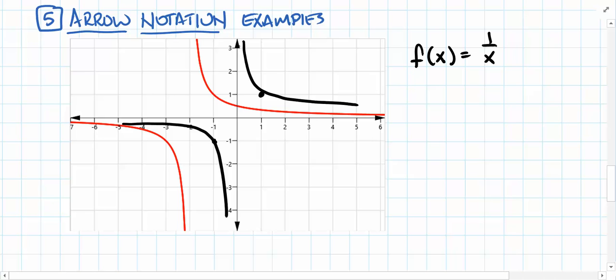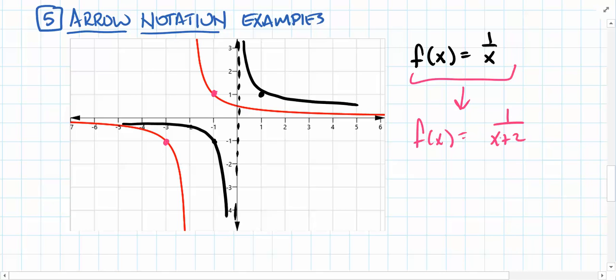So how do you think I went from the black graph to the red graph? What does it look like to you? It's like I moved it where? 2 units to the left. Check it out, there's that point and that point. I wonder how I could use this function and translate it. What would it be? f of x would be 1 over x plus 2. Very good. And notice the x plus 2 is in the denominator, because if it was outside, 1 over x and then a plus 2, the whole graph would be moved up 2. Okay? So I'm going to erase that now.